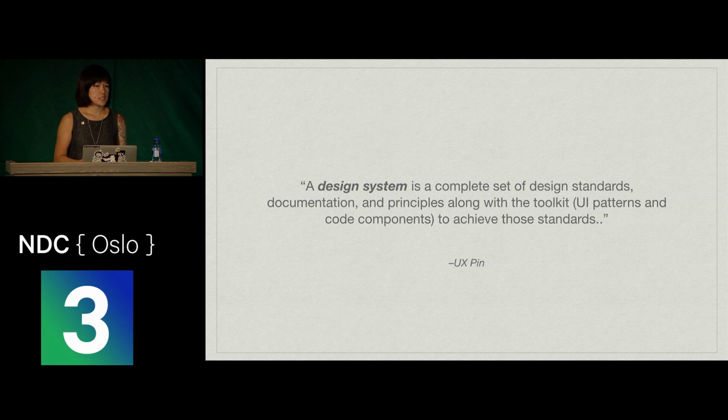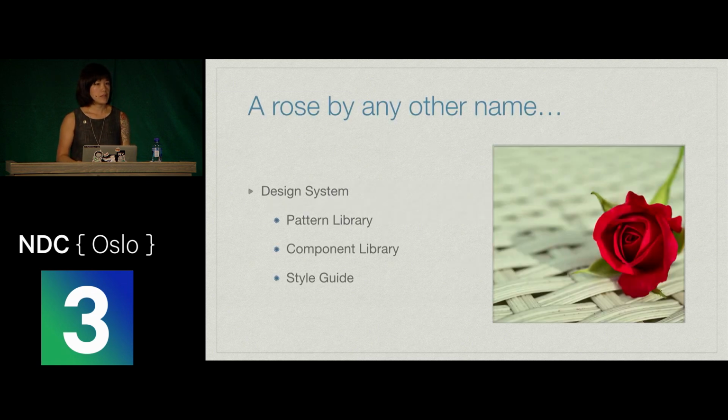So here you see UXPin describes a design system as a complete set of design standards, documentation, and principles, along with a toolkit, UI patterns, and code components to achieve those standards. So you've probably heard the terms pattern library, component library, or style guide in reference to a design system, but I like to say that a rose by any other name is probably just a design system.